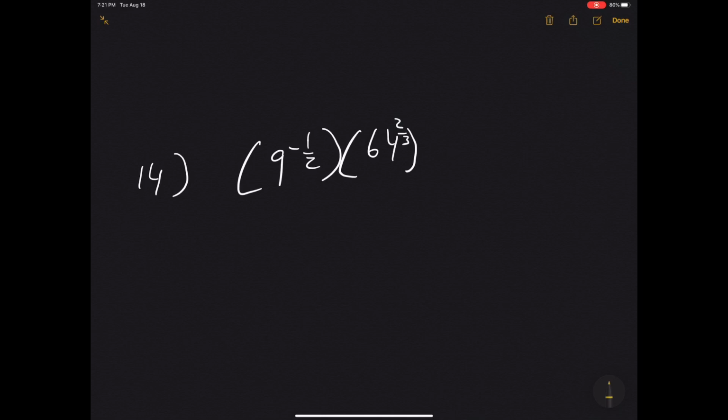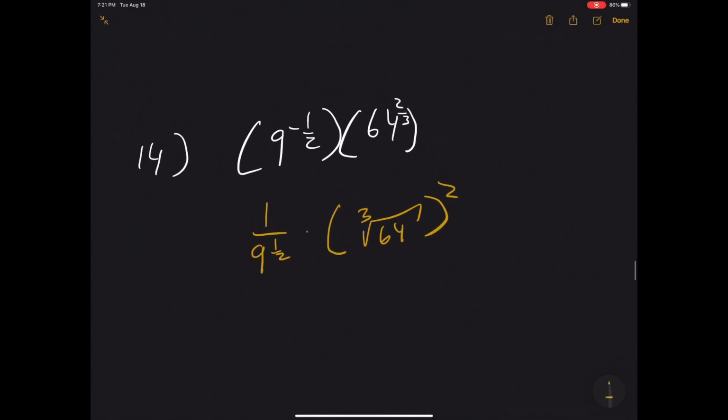Number 14 has a little bit of practice with fractional roots. I know that a negative root is immediately going to flip me like this. 9 to the negative 1/2 is going to be 1 over 9 to the positive 1/2. It's going to give us the reciprocal. And 64 to the 2/3 is going to be the third root of 64 squared. So we need the third root of 64, and we need to know what 9 to the 1/2 is.